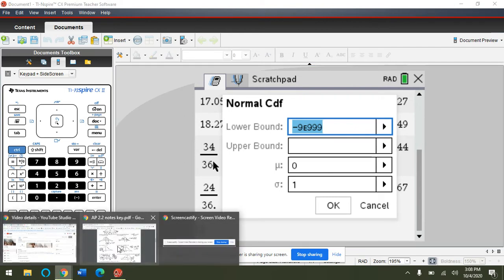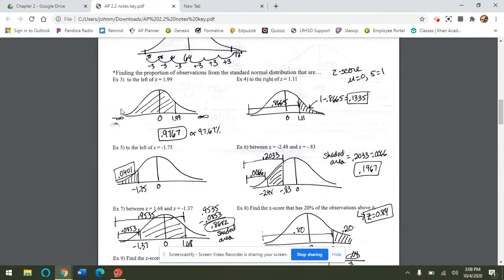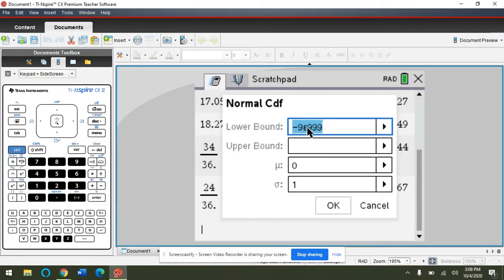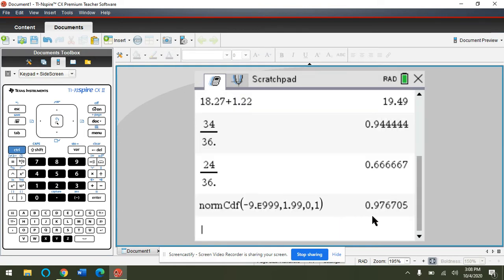So if you go back to your notes, our shading starts at negative infinity and our shading stops at 1.99. So I already have starting at negative infinity. I'm going to have it stop at 1.99. Mean of 0, standard deviation of 1. You press OK. And there's our answer, 0.9767.